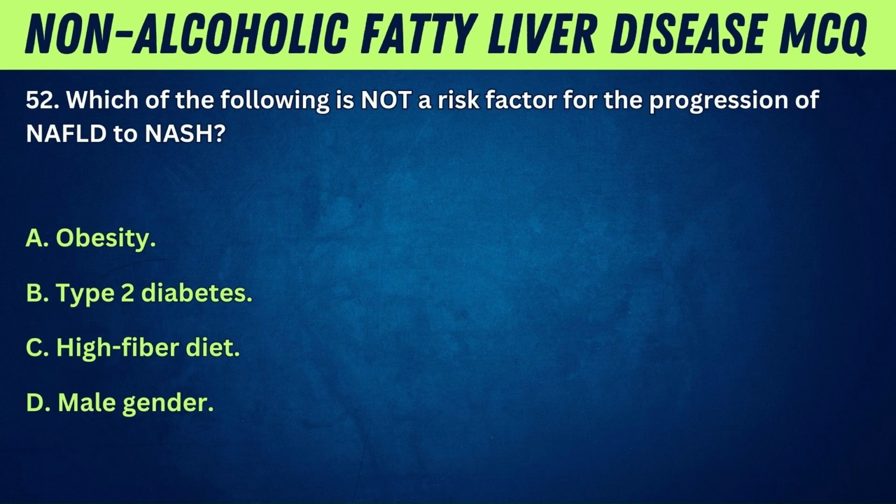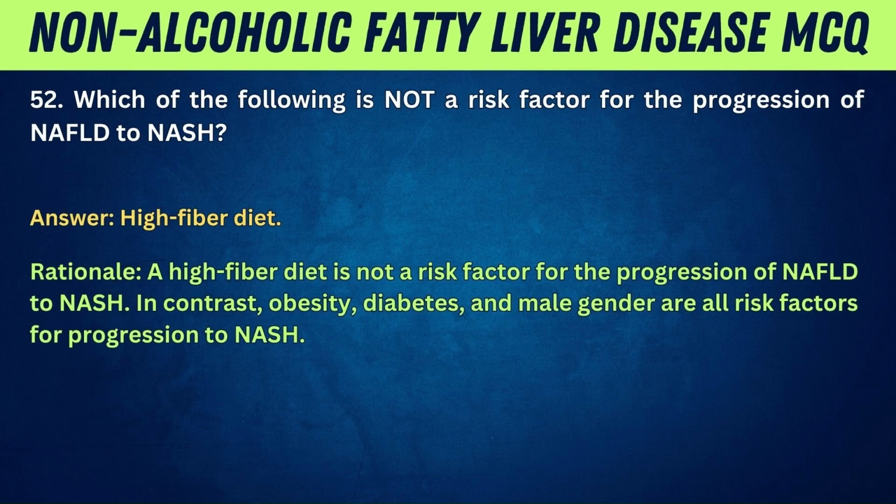52. Which of the following is not a risk factor for the progression of NAFLD to NASH? A. Obesity. B. Type 2 diabetes. C. High-fiber diet. D. Male gender. Answer: high-fiber diet. Rationale: a high-fiber diet is not a risk factor for the progression of NAFLD to NASH. In contrast, obesity, diabetes, and male gender are all risk factors for progression to NASH.